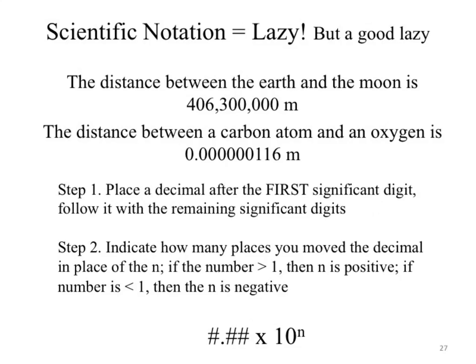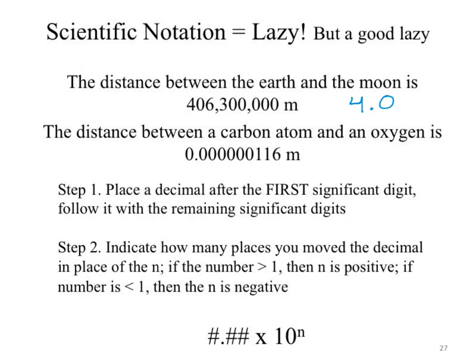All right, so how do we go through and do this conversion? Okay. Step 1, we want to place our decimal after the first significant digit. So if we go up and take a look at our distance to the Moon, our number becomes 4 point. All right, now we want to lead out with the rest of our significant digits. Okay, we will include the 0. Why?